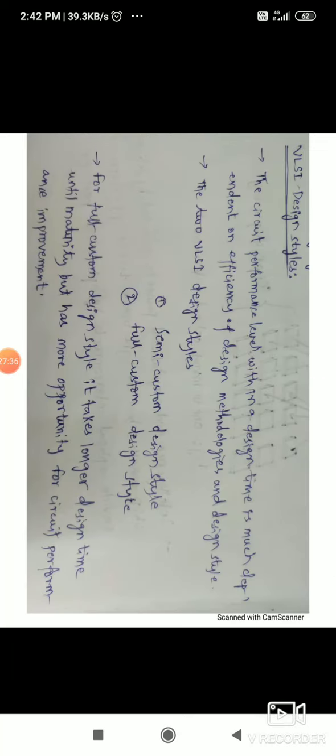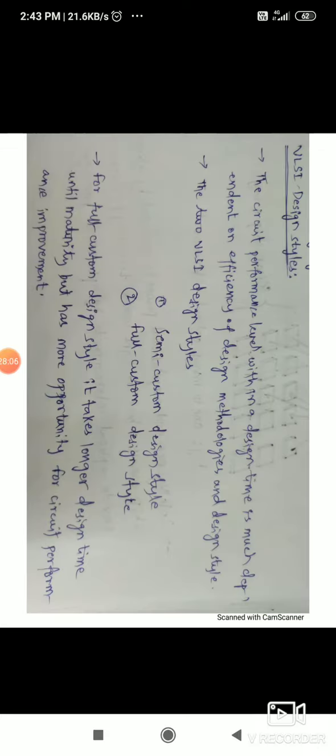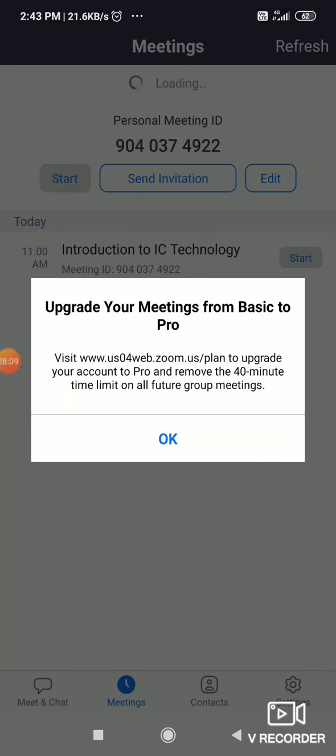Before that, that was technology integration. Next one is VLSI design styles. The circuit performance level within a design time is much dependent on the absence of design methodologies and design style. Here performance is dependent on the absence of design methodology.